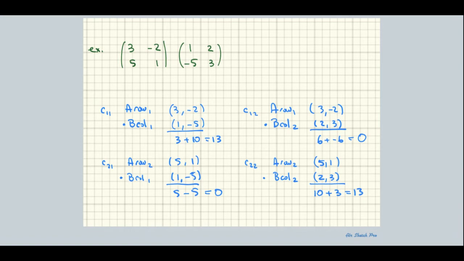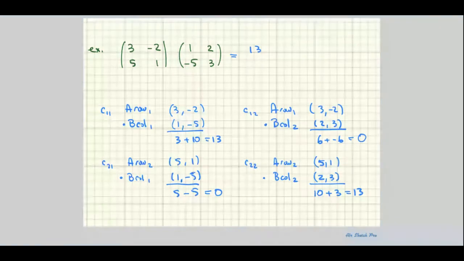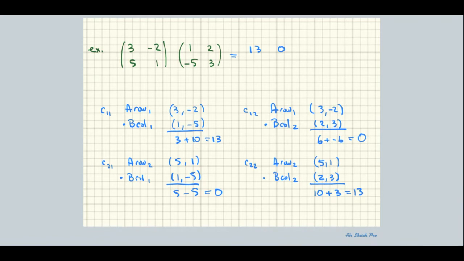I ended up with a diagonal matrix on this. 1,1 was 13. 1,2 was 0. 2,1 was 0. And 2,2 was 13. It's like 13 times the identity matrix. Yeah, that's 13 times the identity matrix. Wow, that's wild how that happens.